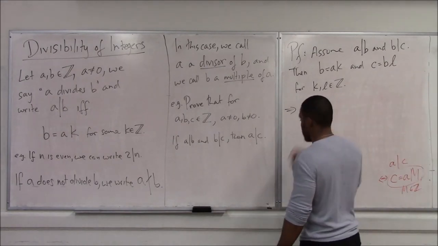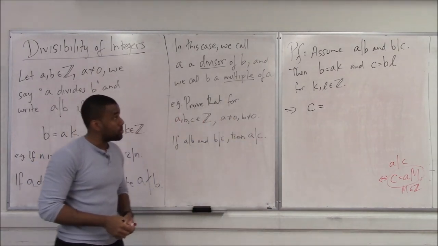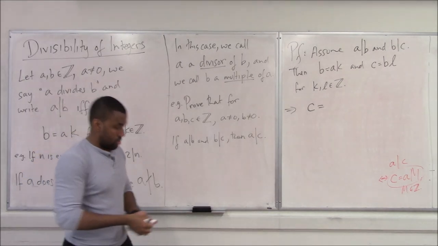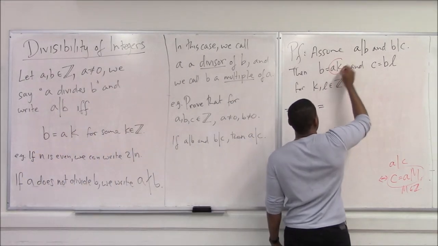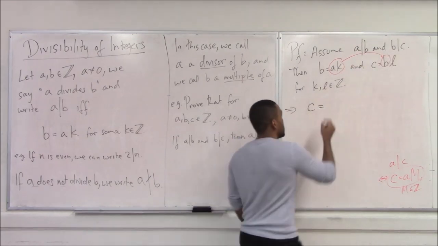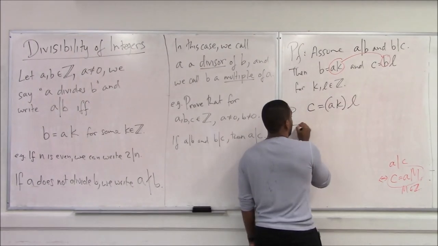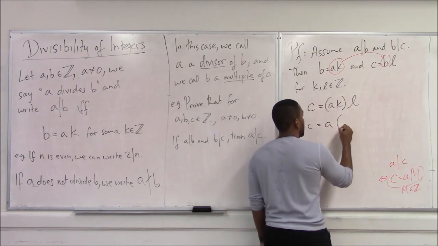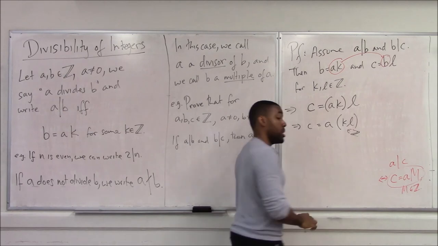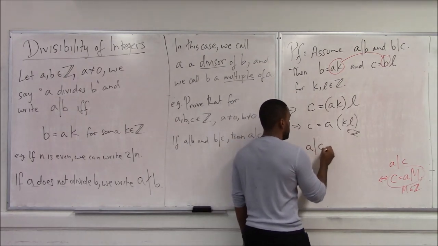C equals, can we say anything about C here, other than it's B times L? You say that it's equal to AKL? Yeah, B is this. So plug that in here. That means C is equal to A times K times L, which means that C is equal to A times KL. And that guy is an integer. There's no remainder. This means A divides C.